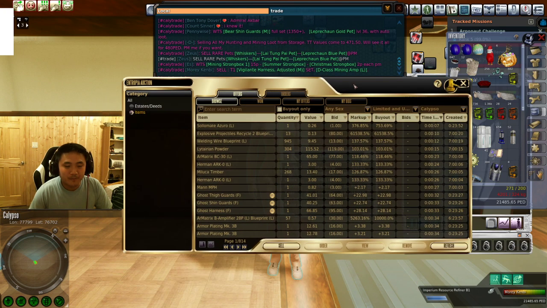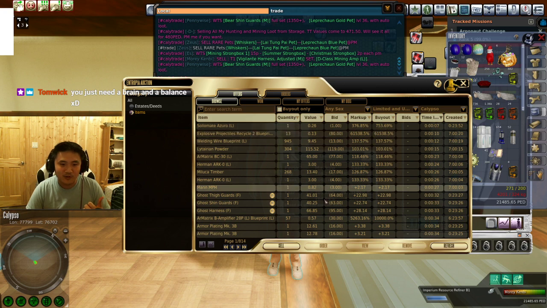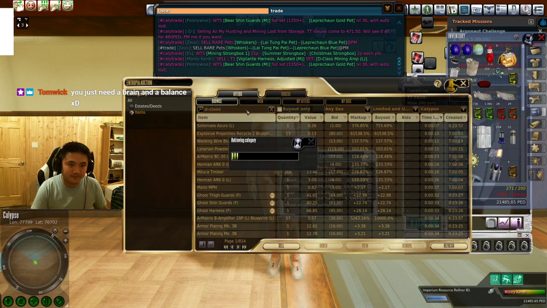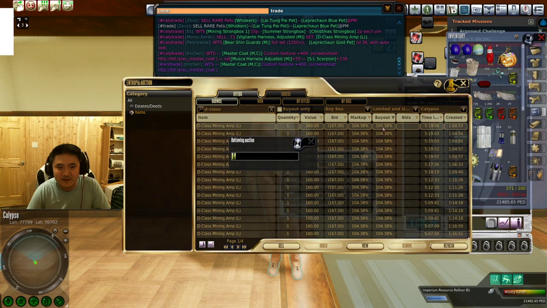So, first thing you gotta know about markup is, there's a real markup, there's an apparent markup, and there's a made-up bullshit markup. So that's the three types of markups you have. The real markup would look like something like, let's say, D-class. This type of item, people are selling for 104%, 104.38% or so.